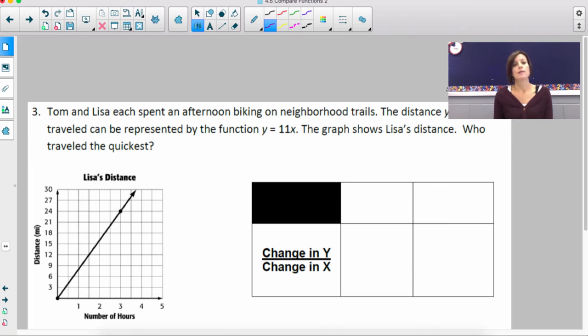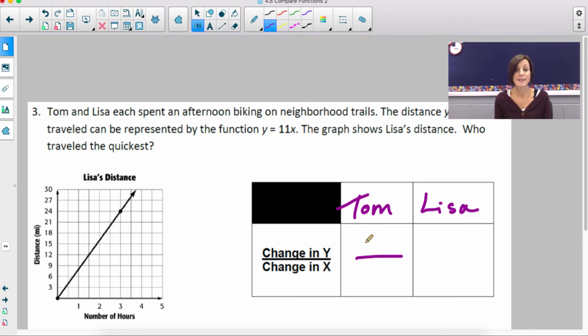Tom and Lisa. Tom and Lisa each spent an afternoon biking on neighborhood trails. The distance y Tom traveled can be represented by the function y equals 11x. So 11 miles in 1 hour, 22 miles in 2 hours, 33 miles in 3 hours. The graph then shows Lisa's distance. Who traveled the quickest? So we've got to put Tom and Lisa into the chart.